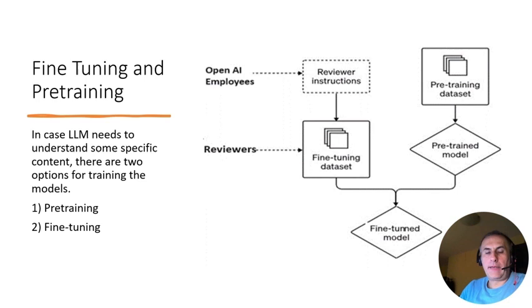Fine-tuning and pre-training are the next phases of optimization, especially related to preciseness.